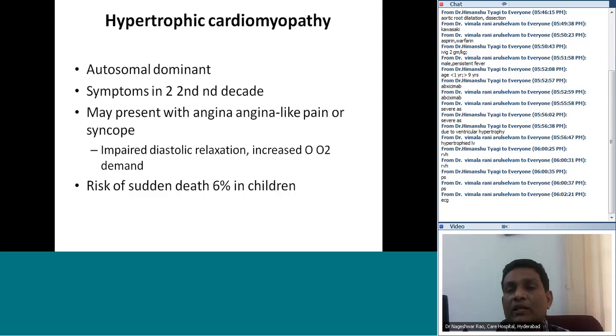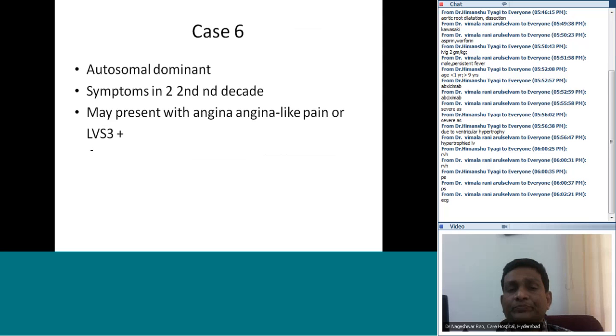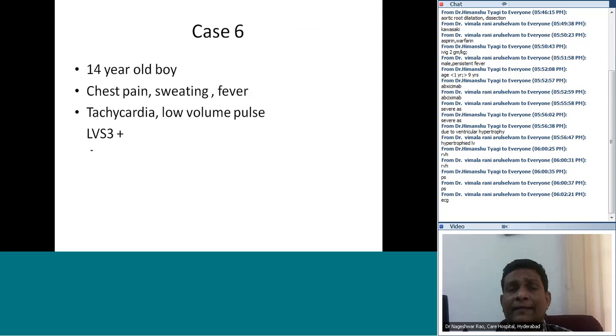He is a 14-year-old boy who came with chest pain to our ICU, with sweating and fever. There is tachycardia, a low volume pulse and an LV S3. So obviously you are going to say the diagnosis may be pericarditis or myocarditis or myopericarditis. Absolutely correct, I do agree, because there is tachycardia, a low volume pulse, an LV S3, and myocarditis is possible. So what do you take?